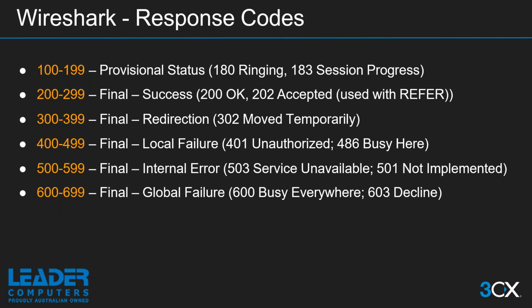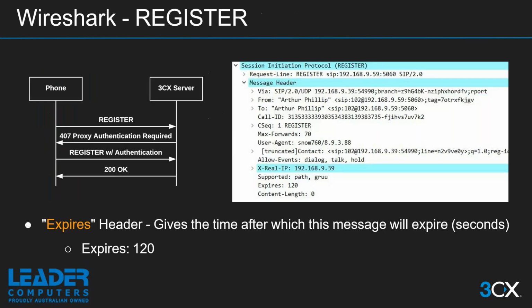And 486 Busy Here is when user A is making a call to B, and user B is on a call, and they send a busy tone. So you see a 486 Busy. Then 503 Service Unavailable, 501 Not Implemented, 600 Busy Everywhere, and 603 Decline. Basically, these are all the more common messages you might see on the packet capture or the trace.